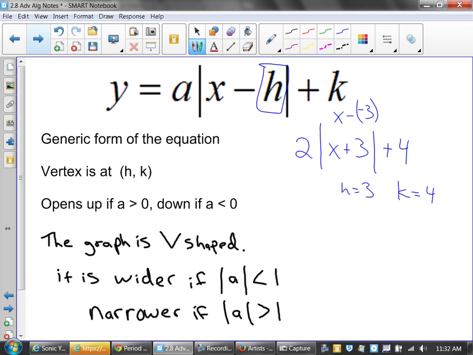Okay? So what happens here is when you're dealing with those h values, the value of h is always going to be the opposite of what you think it is. So if it's x minus 3, the value of h is 3. If it's x plus 4, the value of h is negative 4. The k value stays the same always. And it takes a little bit of getting used to. Usually it takes 3 or 4 problems, and that's about it.